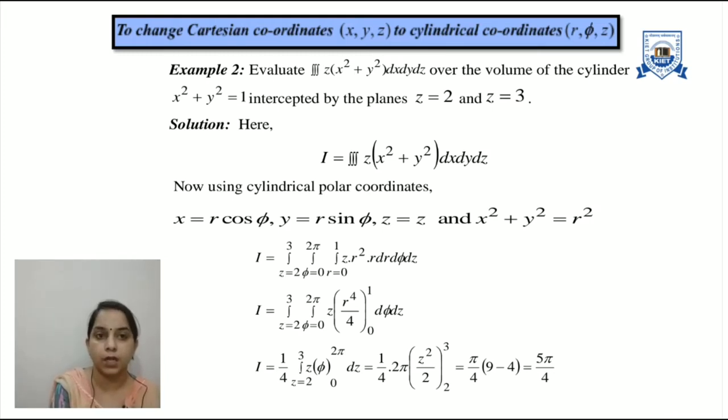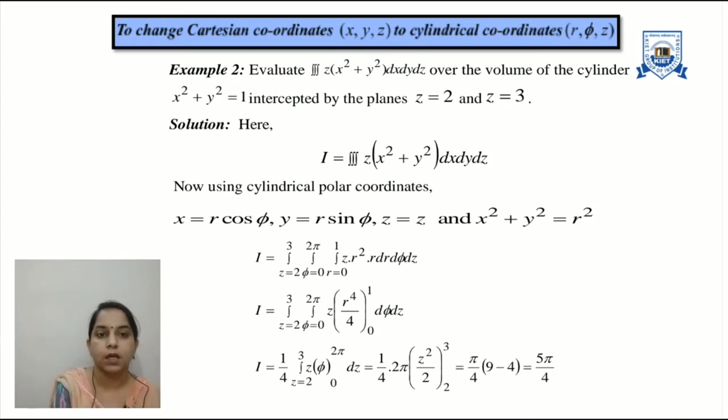Also, the function reduces to z, as z remains z in cylindrical coordinates, and x square plus y square becomes r square. Next, the Jacobian of xyz with respect to r phi z comes out to be r. So, here dx dy dz are replaced by r dr d phi dz. First of all, we are integrating with respect to r. So, we get r to the power 4 upon 4, and the limits are 0 to 1 for r.